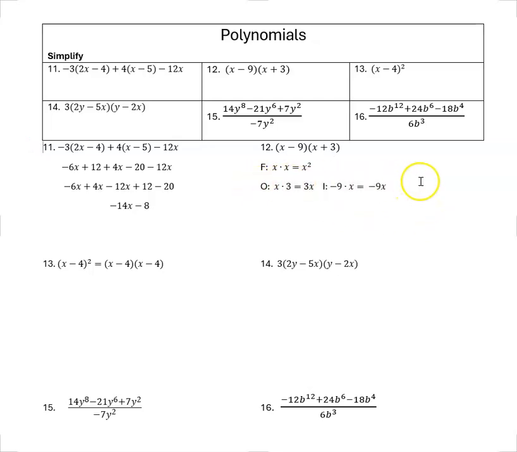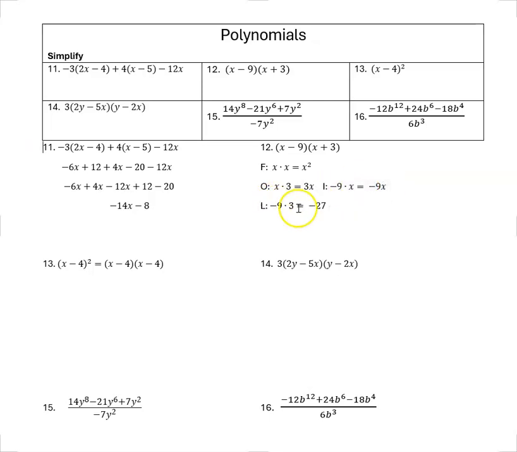And I put these on the same line because you can see that our final products are like terms. So those are the things we're going to end up adding together. The outside terms are the ones on the very outside of this parentheses and the very outside of that parentheses. So x times +3 is 3x. And the inside are the ones that are on the inside of this problem, the -9 and the x. And when we multiply that, we get -9x.